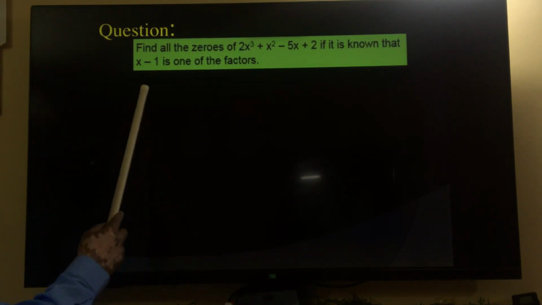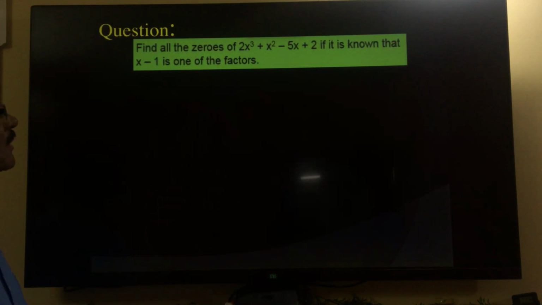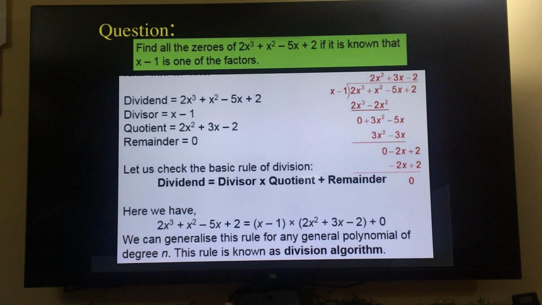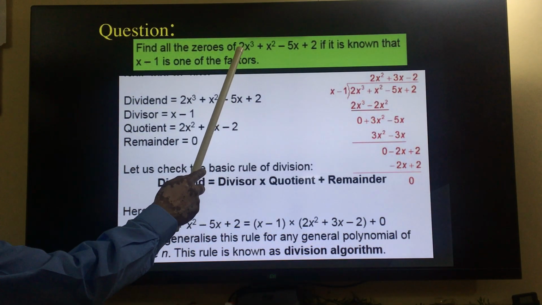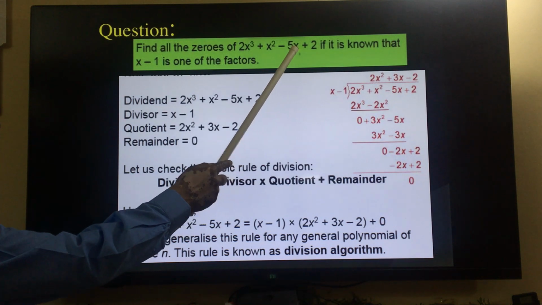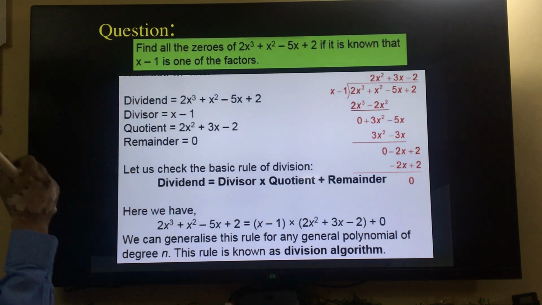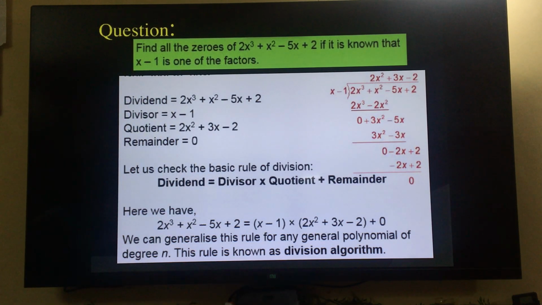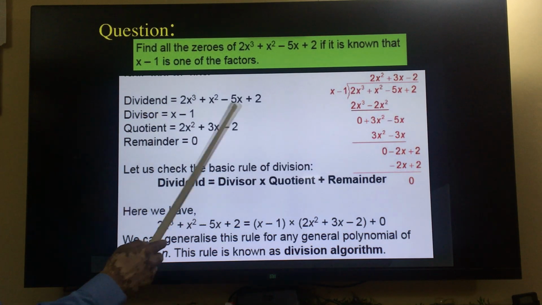So here x minus 1 is one of the factors. So in this case, to find the other zeros, what will we do? In this case, the first step was to write the polynomial in descending powers of x. It is already written, and the divisor is also already written in descending powers of x. After that, we will divide the dividend.